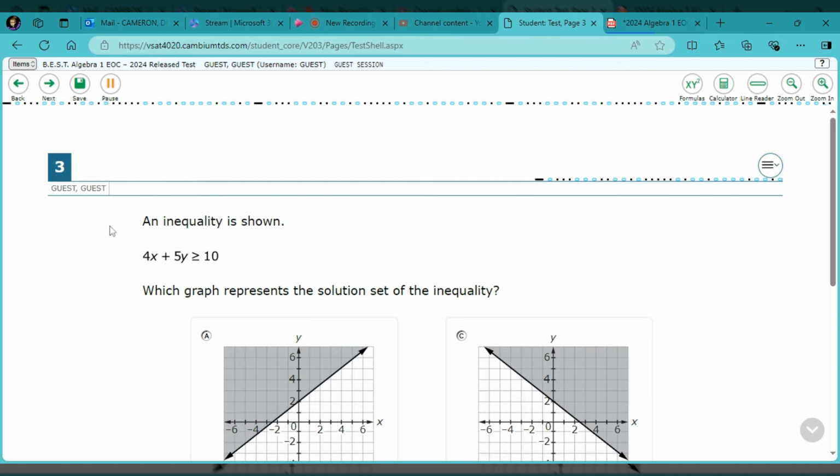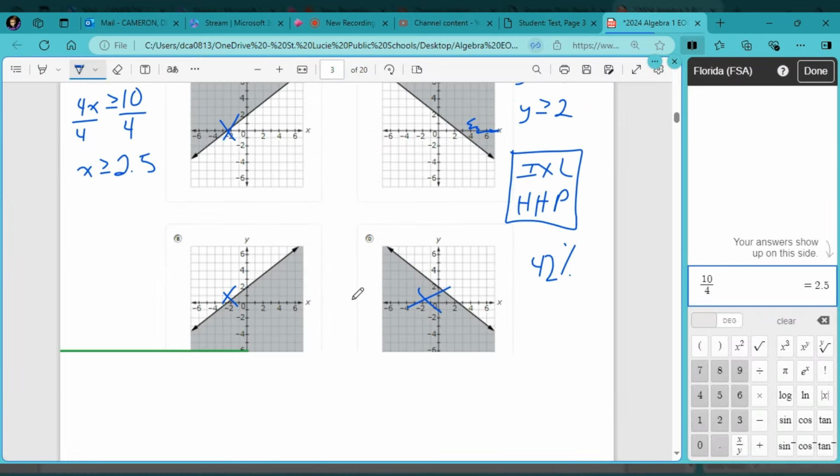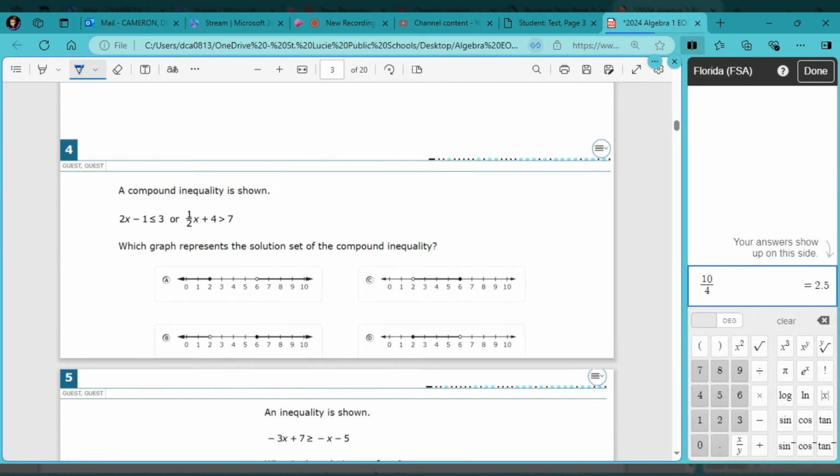Next. And then just one more question for this video before I gotta go leave school. Number 4 says a compound inequality is shown. Which graph represents the solution set of the compound inequality? So you want to solve out each of these. This or this. 2x minus 1 is less than or equal to 3, and 1/2 x plus 4 is greater than 7.